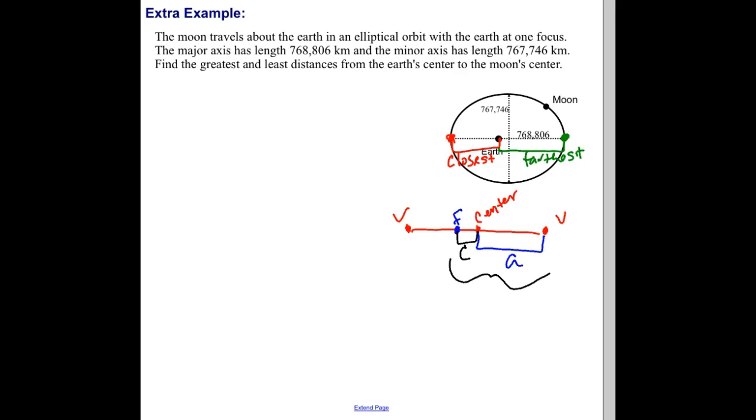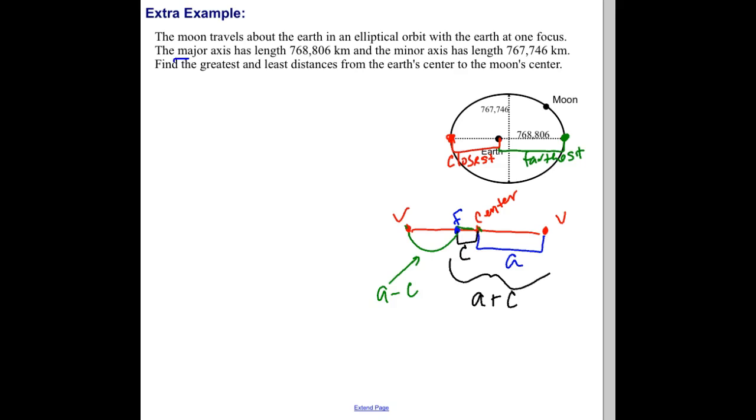So to find how far they are at the farthest point, we need to figure out A plus C. To find the shorter distance, which we said was this, what would we have to do? A minus C. Because from center out to this far vertex here is A. We've already used up from here to here a C value. So our shorter distance here is going to be A minus C. So are we given information where we can find A and C?